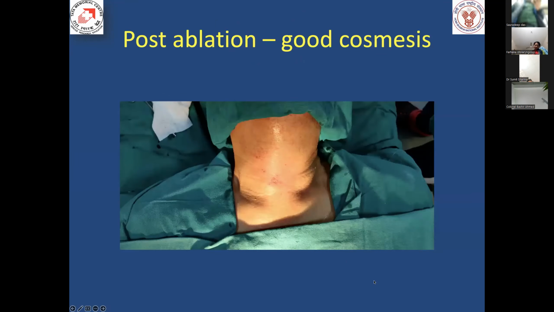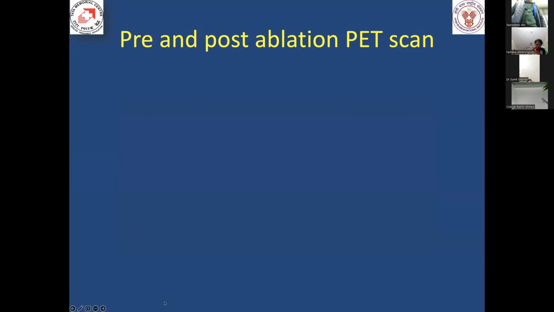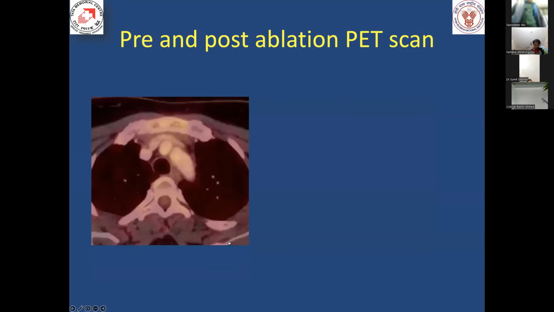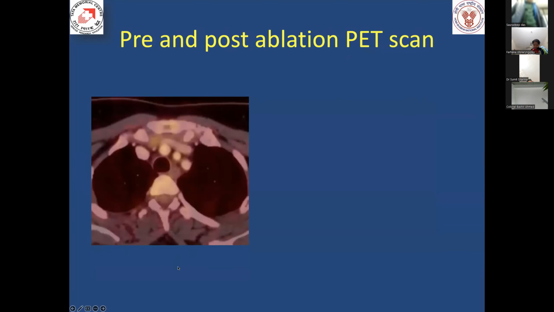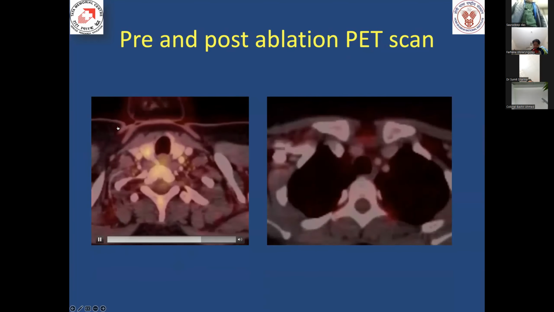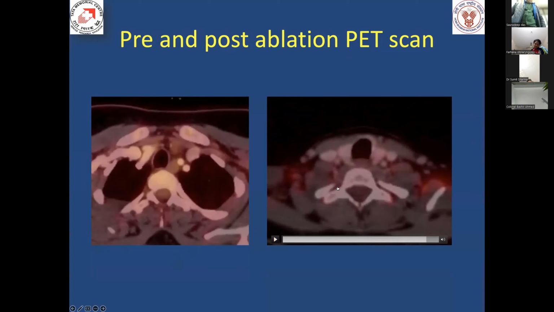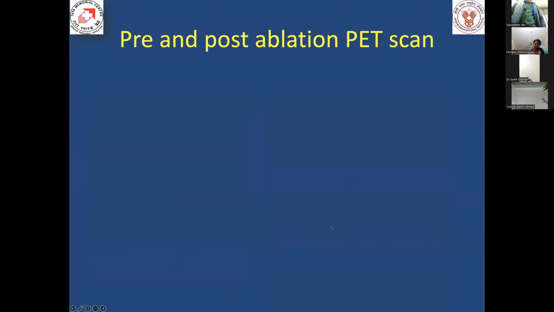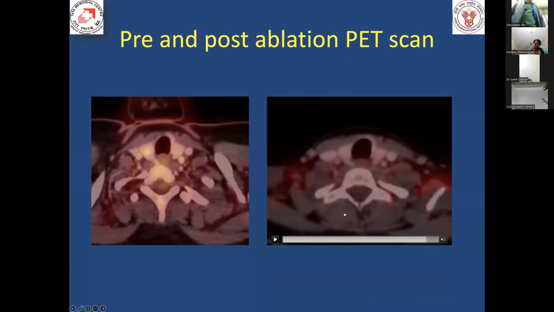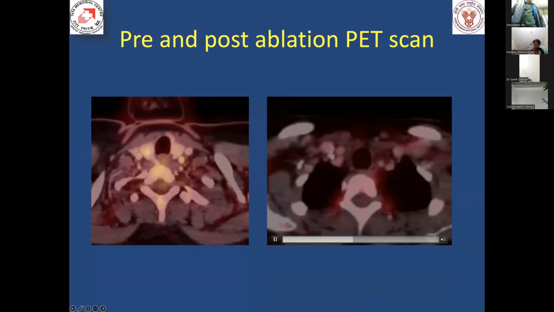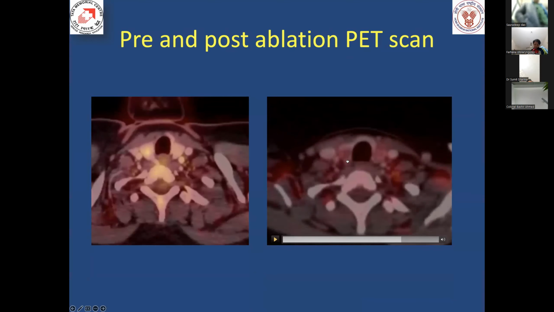And now this is how the scar looks. There is absolutely no scar, just one mark where we have put the needle. And in this patient, the post-procedure PET scan showed the avid lesion had completely disappeared. So this was an avid one, and here you can see that there was complete disappearance of the avidity. There is no avidity at all in this lesion, which was seen previously.